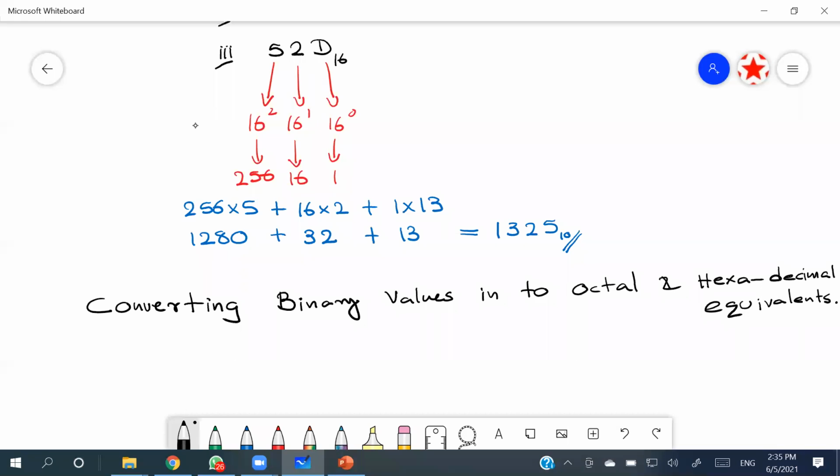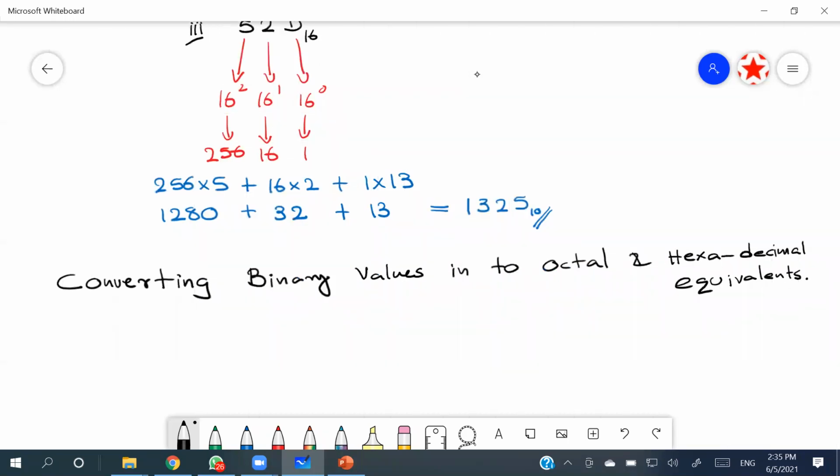Converting binary values into octal and hexadecimal equivalents. Right? We have this one. Okay, so you can work with it. That will come soon.